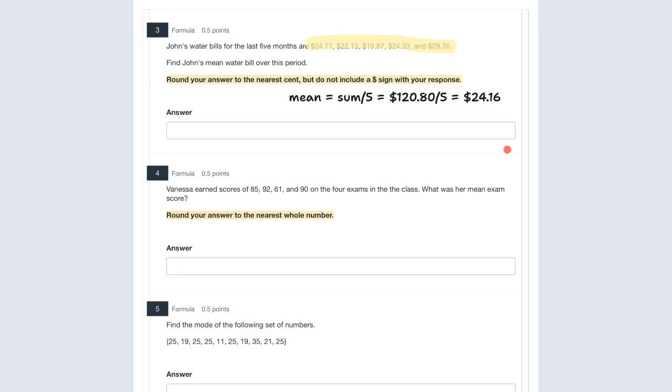This is money rounded to the nearest cent. This already is to the cent here, so in our box we just put 24.86. Oops, 24.16, I'm sorry. Gotta make sure we get it right.